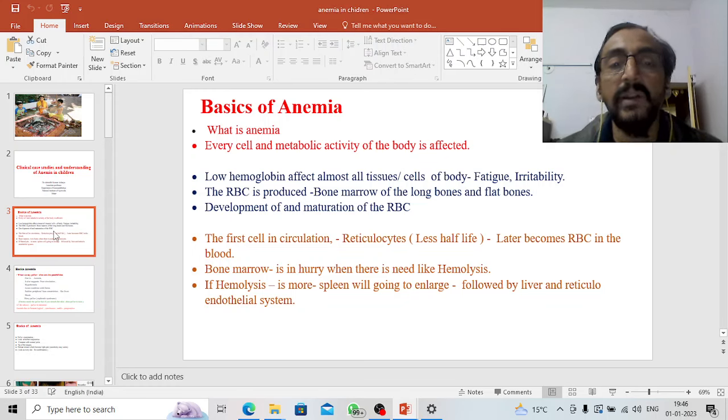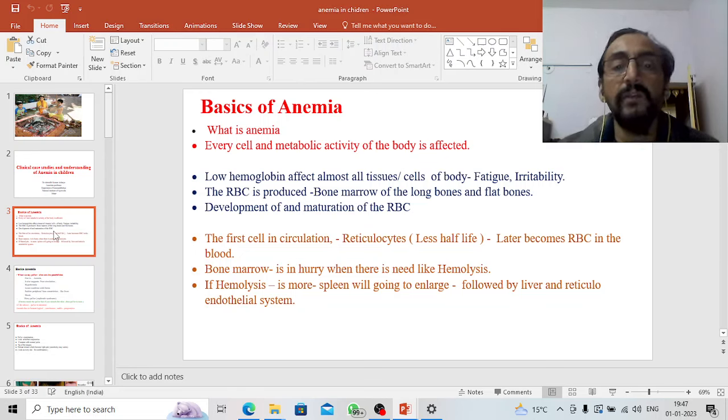Every cell and metabolic activity of the body is affected by anemia. When there is anemia, there is decreased oxygenation of the blood, and as a result, there is a decreased supply of oxygen to the cells, and the metabolic activities going on in the cell are affected. Therefore, anemia causes a generalized problem.